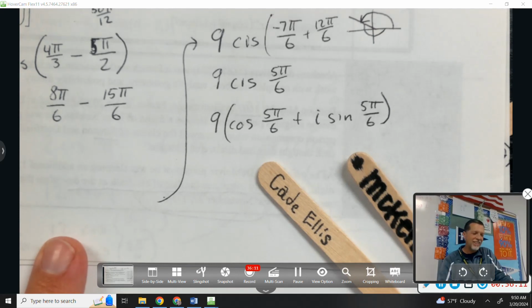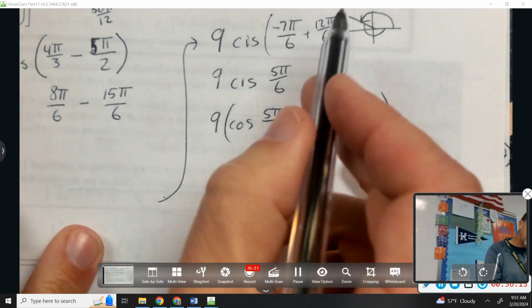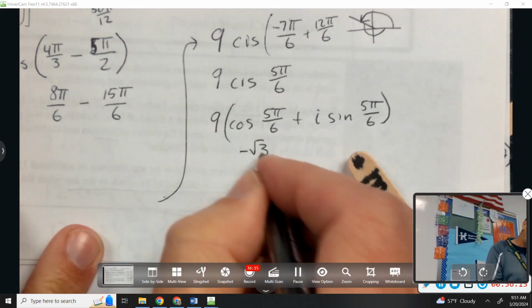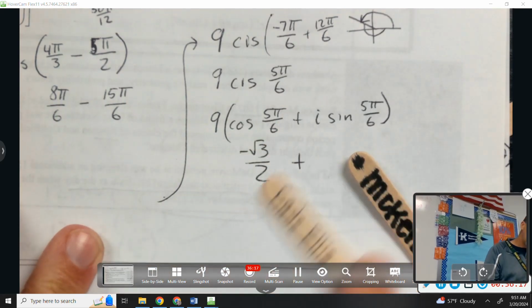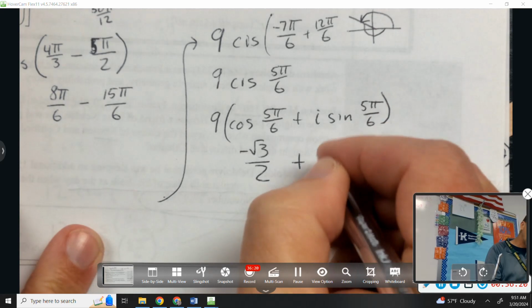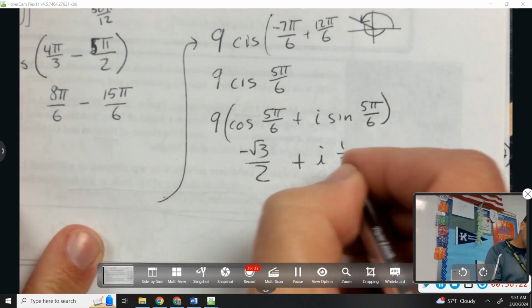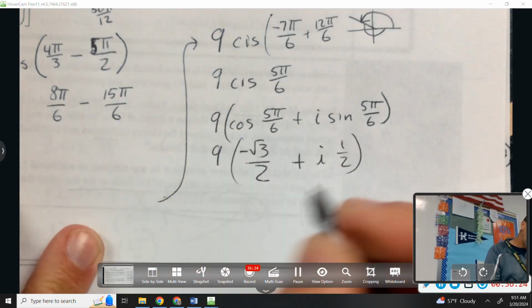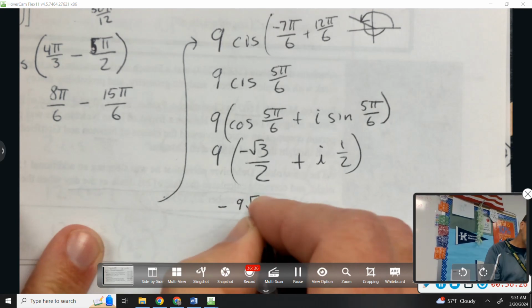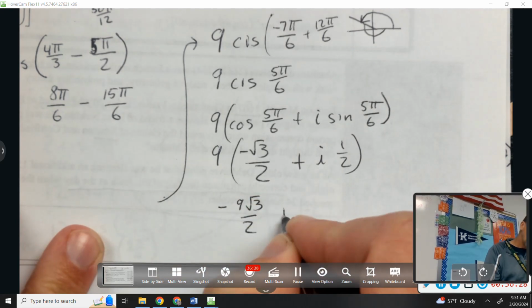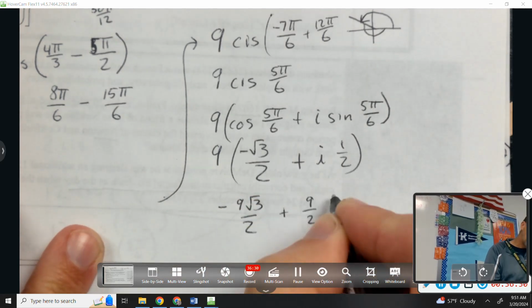Kate, how about the cosine of 5π/6? Negative √3 over 2. And McKenna, the sine of 5π/6? 1/2. So negative 9√3 over 2 plus 9/2 i.